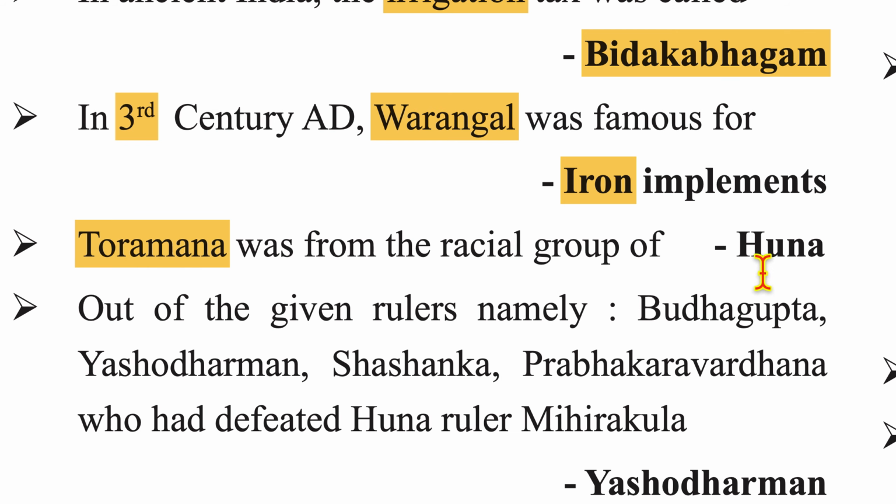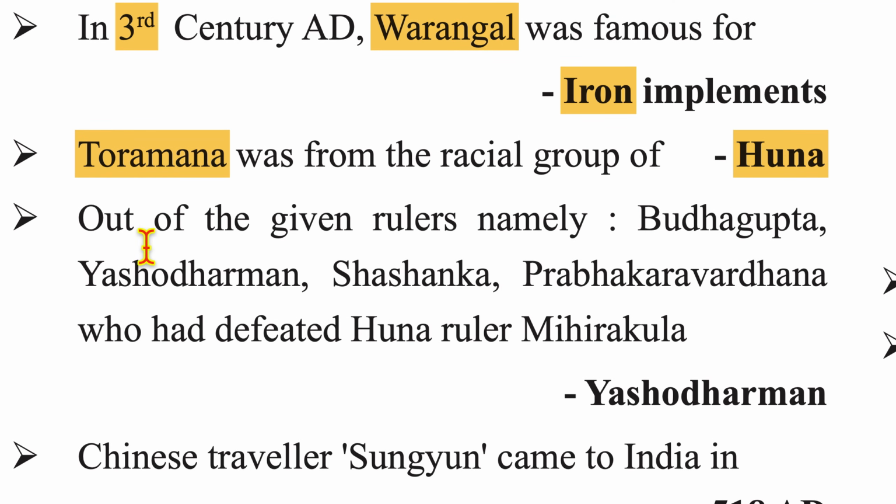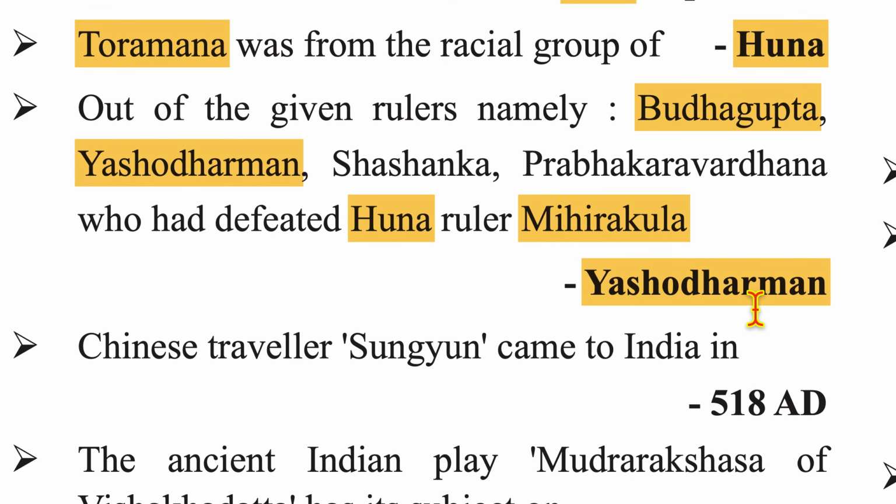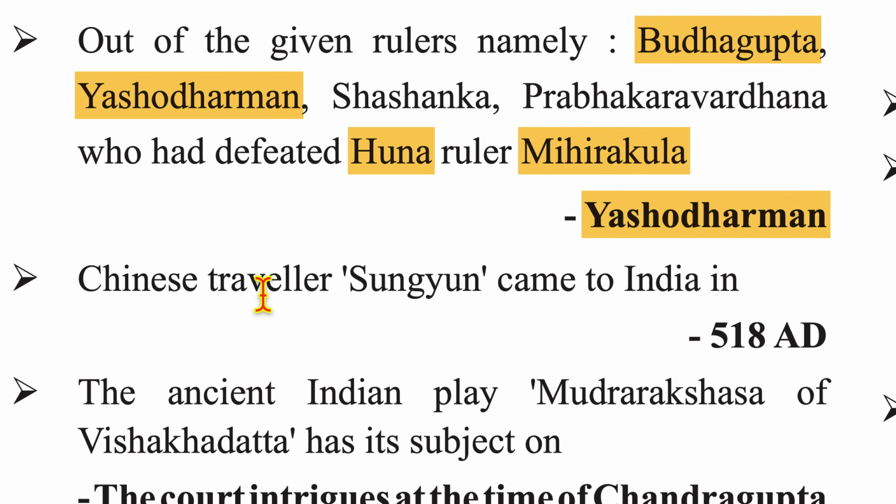Toramana was a racial group of Hunas. Out of the given rulers, namely Buddhagupta, Yashodharman, Shashanka, Prabhakara Vardhana, who defeated Huna ruler Mihirakula? Answer is Yashodharman. So Yashodharman defeated Huna ruler Mihirakula. Now the Chinese traveler Sungyun came to India in 518 AD.